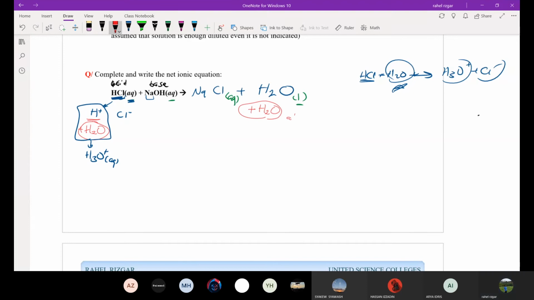So add H2O to balance the H2O in the reactant.